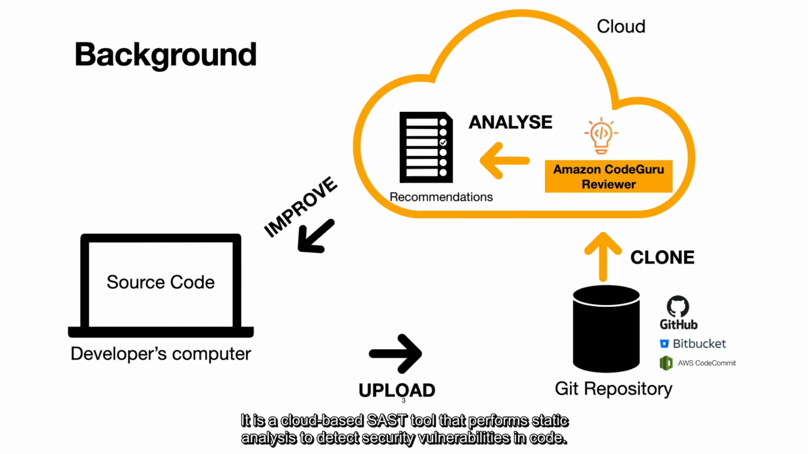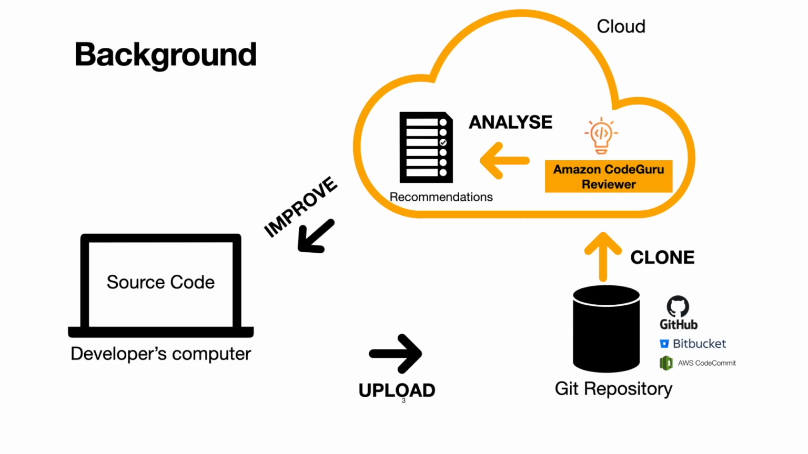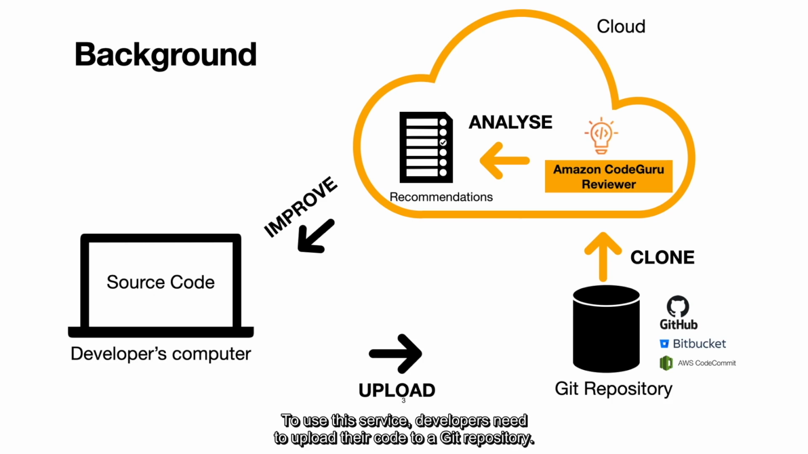First, I want to give you some background about Amazon Code Guru Reviewer. It's a cloud-based SaaS tool that performs static analysis to detect security vulnerabilities in code. To use this service, developers need to upload their code to a Git repository. Code Guru Reviewer can then clone the Git repository and analyze the code.